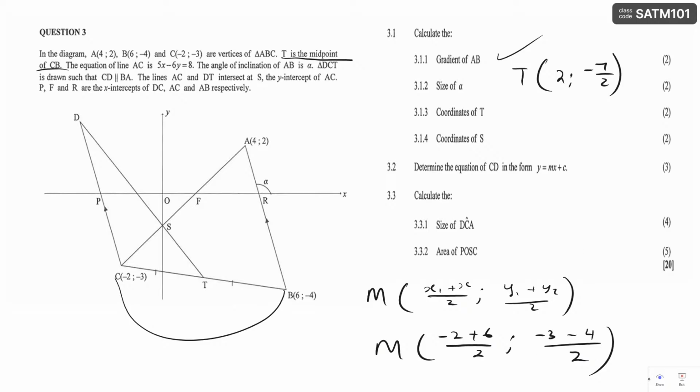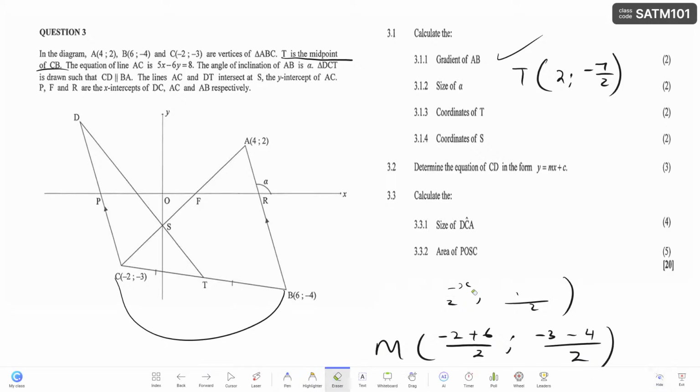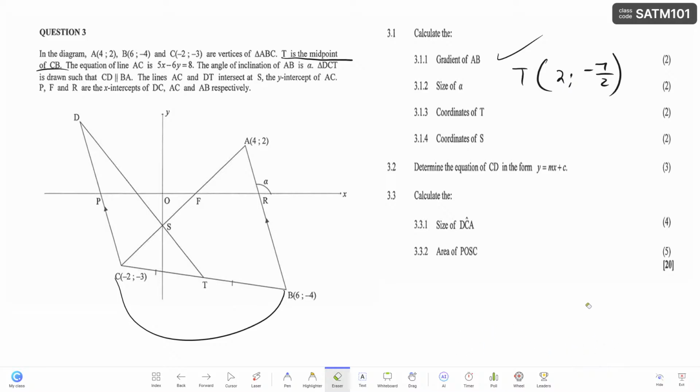So that's our T. I'm trying to move fast because I want to do the difficult question. I know most of you understand those questions by now. We are just trying to analyze. Now they said calculate the coordinates of S. The coordinate of S is this one.